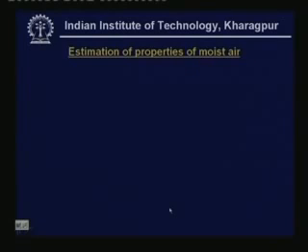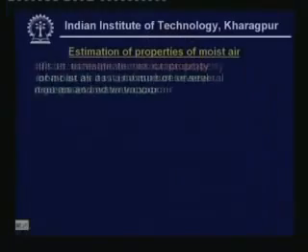Now let us look at the estimation of properties of moist air. As I said, most of the time in air conditioning you will be dealing with moist air. In most of the calculations, for example, if you want to calculate the energy required for cooling or heating the air, you have to know the properties of air. What is the density of air, what is the specific volume, what is its specific heat, what is its enthalpy? So we have to find out various properties of air. Air is not a pure fluid. Just now we have seen that it is a mixture of several gases plus water vapor. So by some means we must be able to find or estimate the properties of moist air for further calculations and design of air conditioning systems.